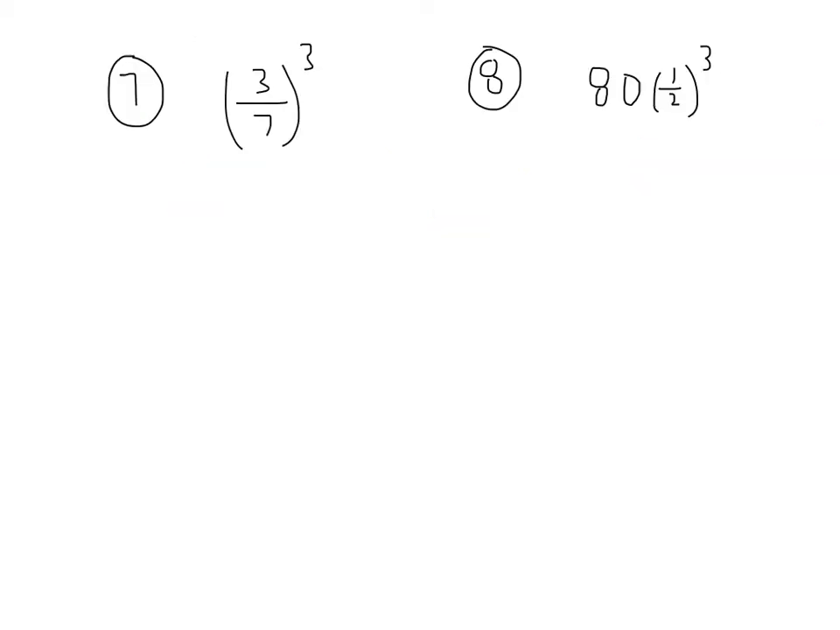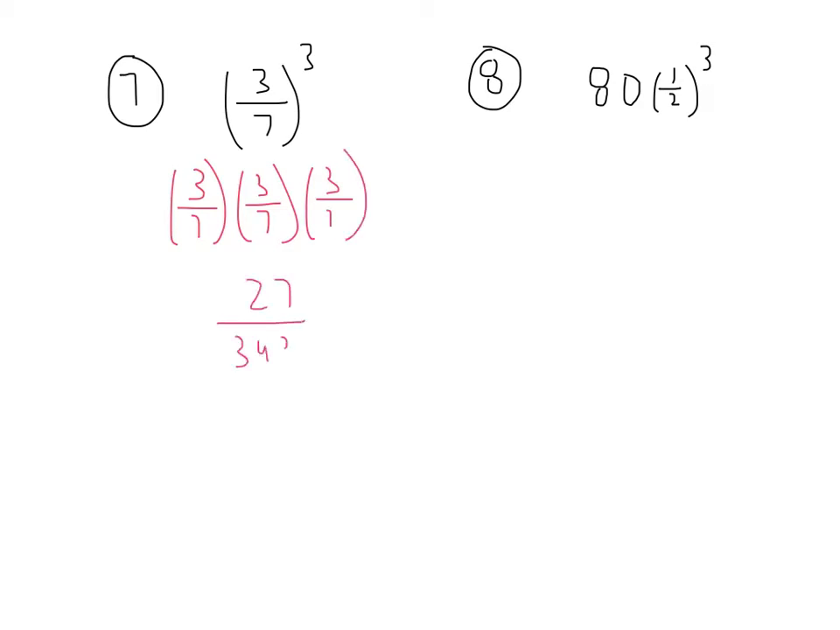Alright? I want you to do 2 other ones here. 3/7 cubed and 80 times 1/2 to the third power. Pause and evaluate these. Welcome back. Here's what you should have. 3/7 cubed, what does that mean? That means we have 3 factors of 3/7. So 3/7 times 3/7 times 3/7, that should be 27 over 343.